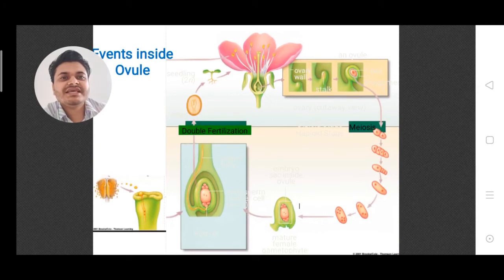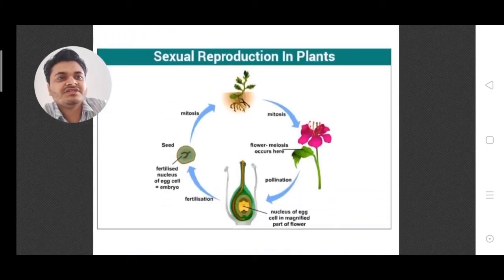Now see, even inside the ovule you can see the flower is there. See, the ovules are being transferred, isn't it, and double fertilization is taking place. See, sexual reproduction in plants: the plant undergoes mitosis, then pollination and fertilization. These all take place.